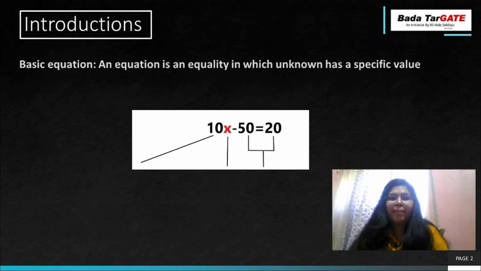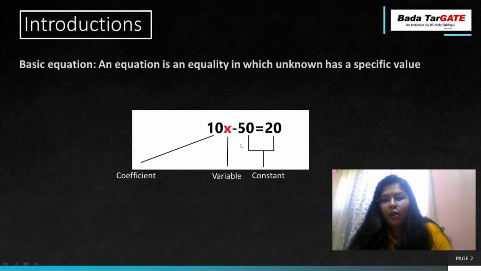Starting with the basic definition of an equation, that is, an equation is an equality in which the unknown has a specific value. In front of you, I have shown one linear equation, that is 10x minus 50 is equal to 20, where 10 is the coefficient, x is the variable, and 50 and 20 are the constants. Basically, a variable is an unknown quantity that is determined using an equation.